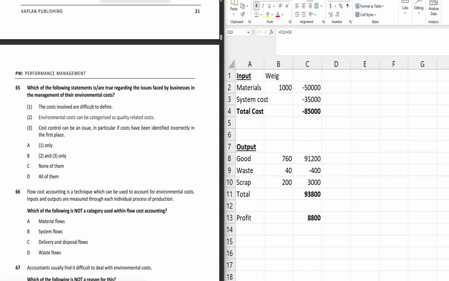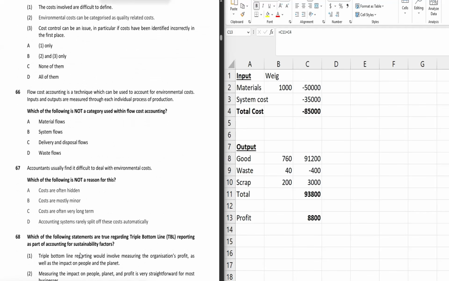Okay, environmental cost can be categorized as quality related cost. Obviously, if we want to prevent pollution, or when pollution has been incurred, whatever cost we are incurring can be categorized as quality related cost. The next is cost control can be an issue, in particular if the costs have been identified incorrectly in the first place. Obviously, if we have mistakenly allocated the environmental cost to the wrong product, its cost will be high, and its selling price will also be high. So cost control can be an issue if we wrongly allocate the environmental cost to the wrong product. So all of them are right.